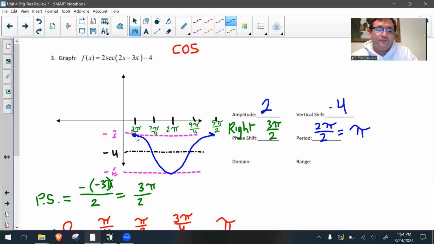Now, what we have to do is think about where it crosses the midline, right? It crosses the midline at those 2 spots. What we have to do is put some vertical asymptotes on these because it's a secant function, and the secant is 1 over cosine. So anytime it crosses that midline, we get a vertical asymptote here. And all we have to do now is draw in these U shapes.